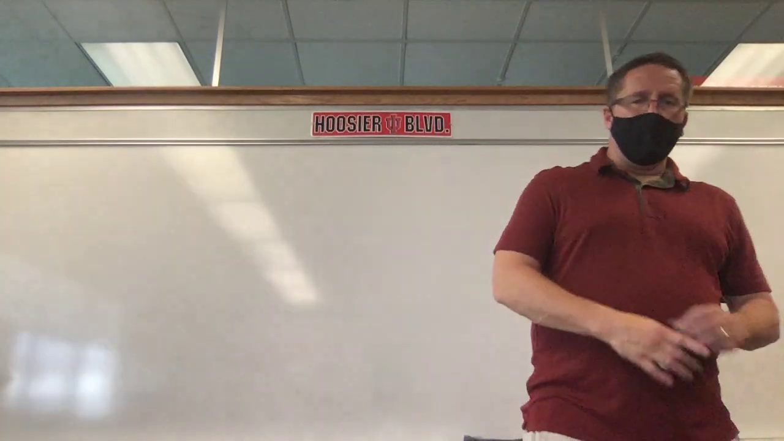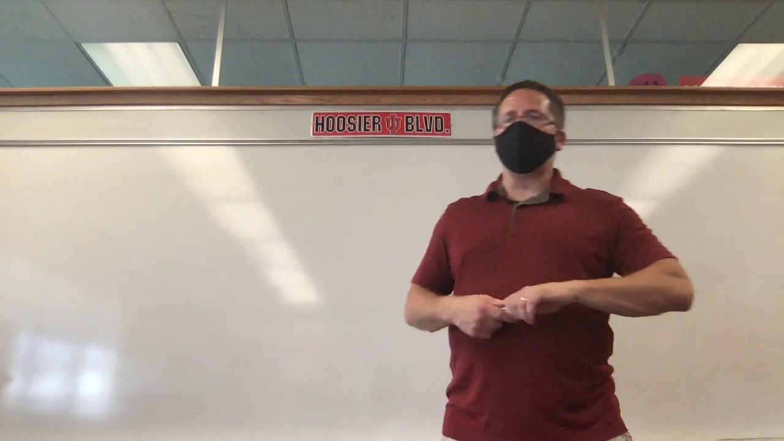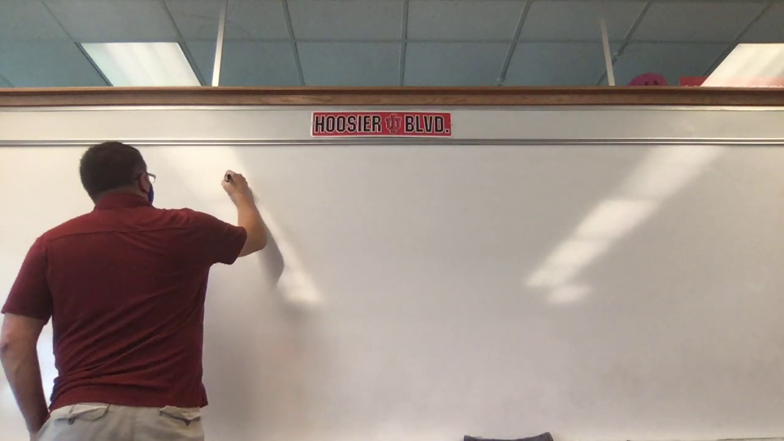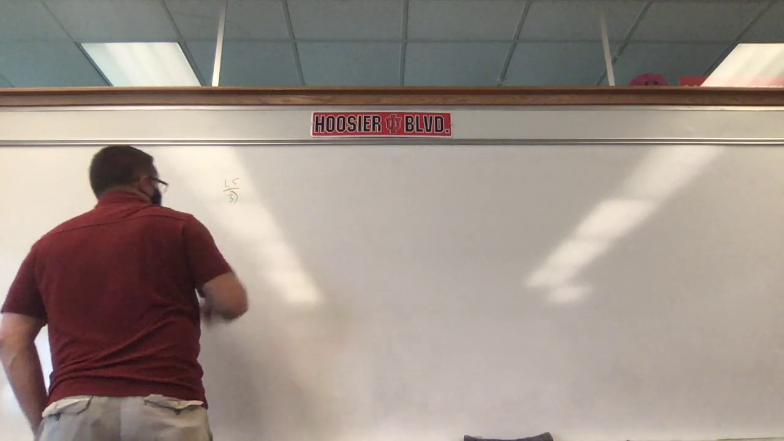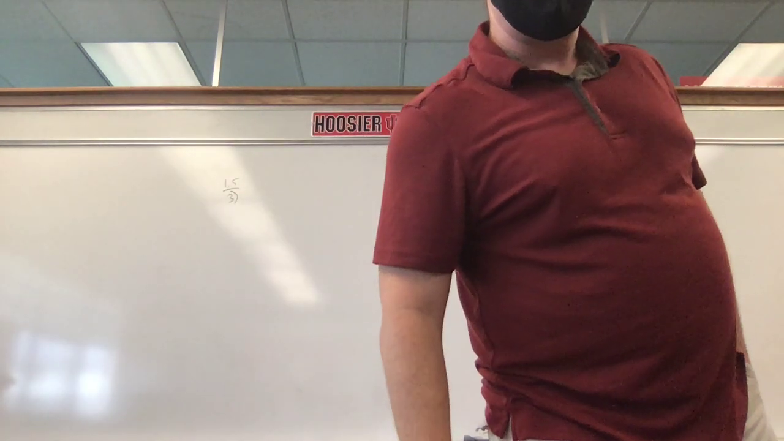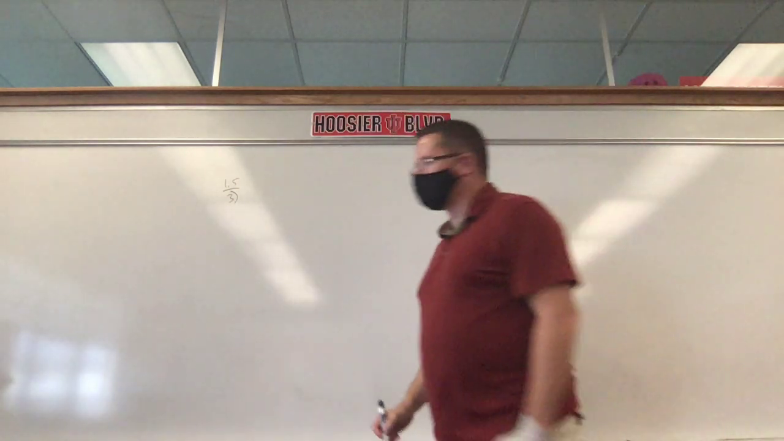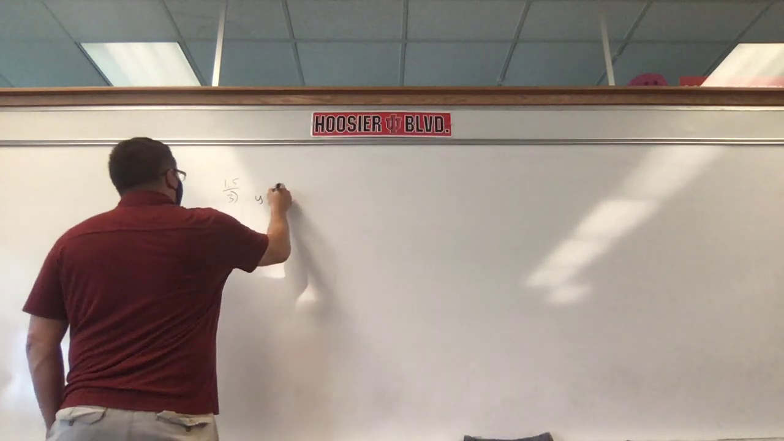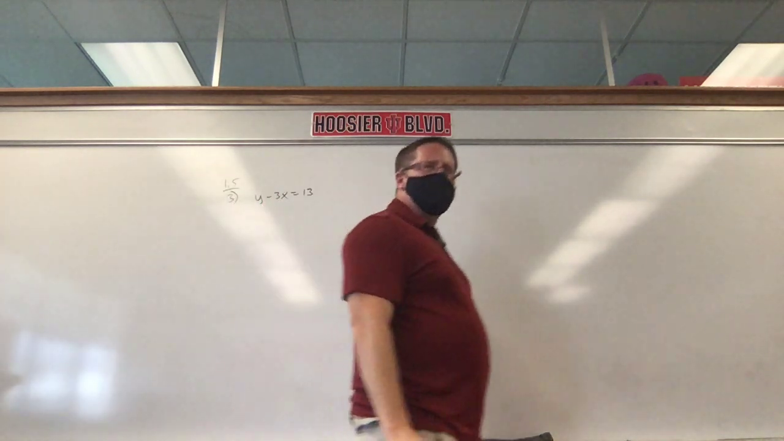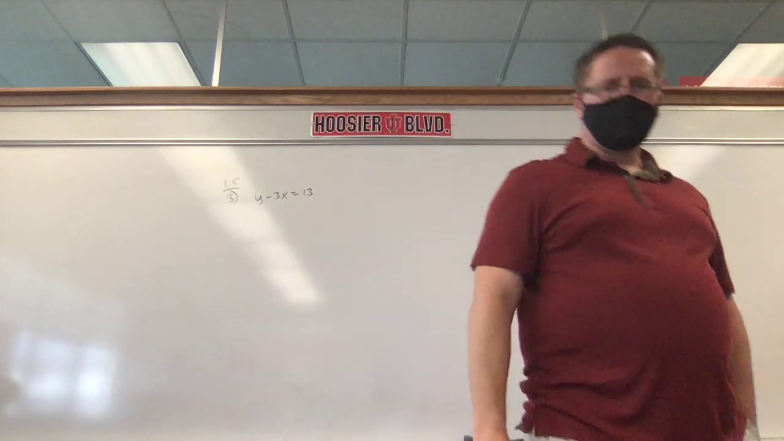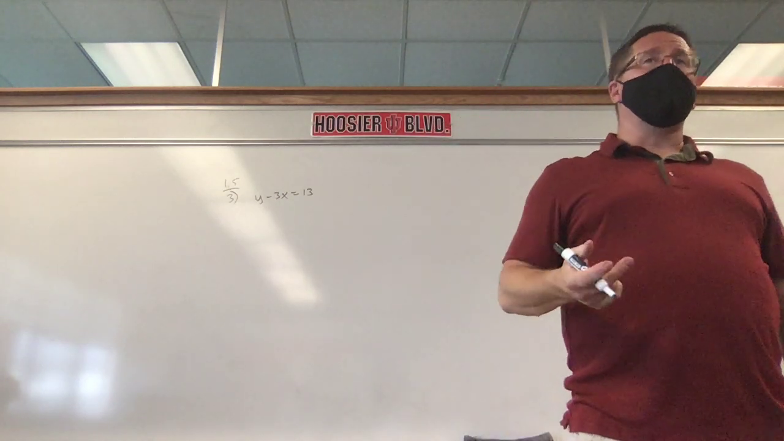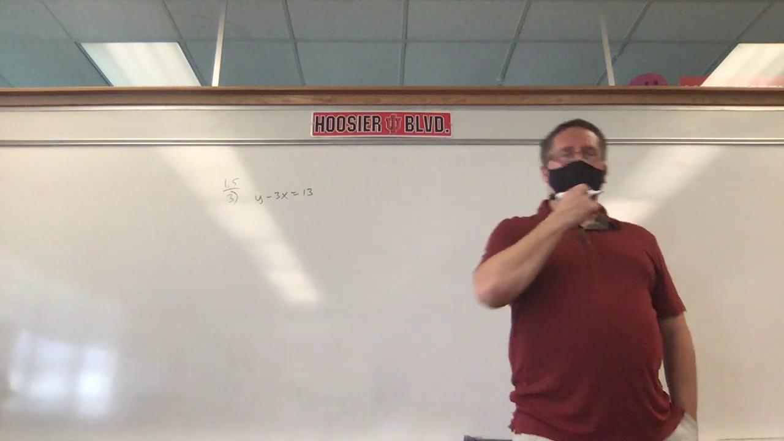Okay, so when we look at exercise 1-5, we're looking at question number 3, and they give us the equation y minus 3x equals 13. What's different about this equation? We haven't seen one like this yet. There are two variables, x and y.